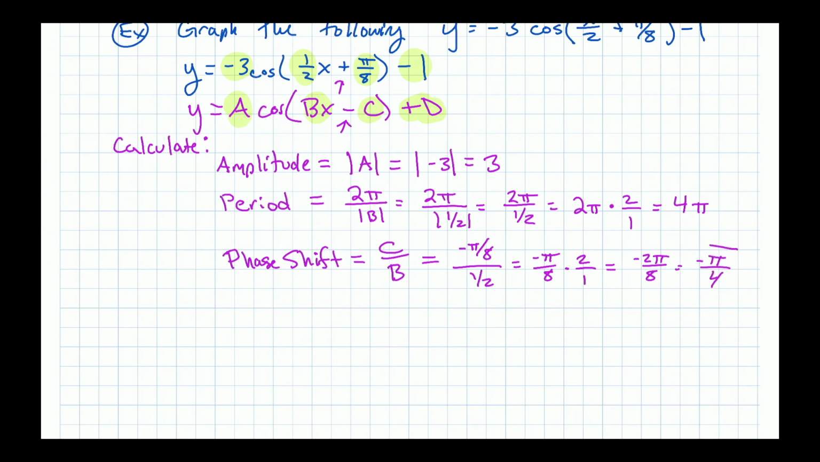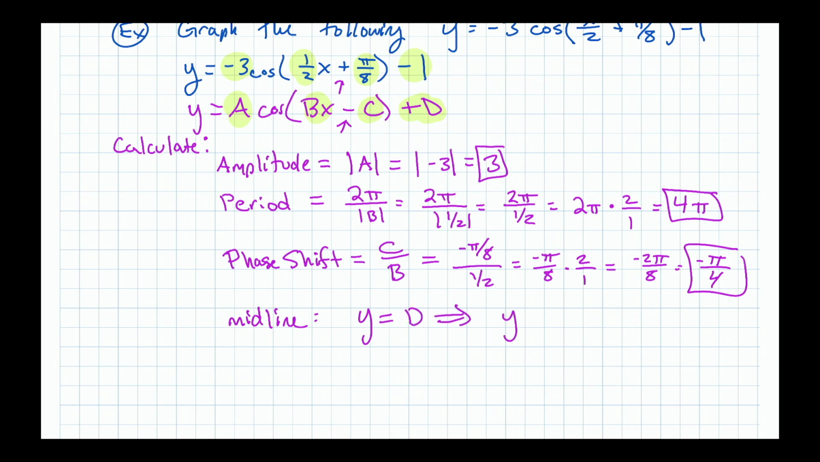All right, so I've got my phase shift, I've got my period, I've got my amplitude. What else? We need the midline. So the midline is y equals just d. So what is it here? It's just y equals -1.